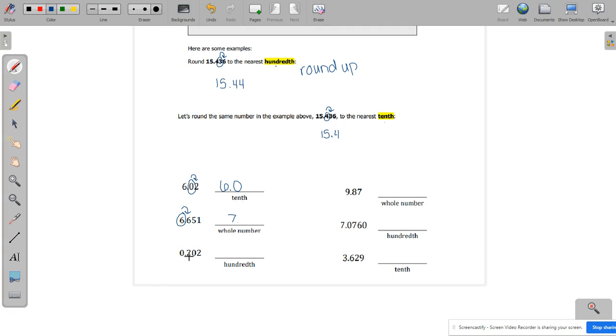Hundredth is our 0 right here. Look behind it. 2 tells us we're going to round down, so we get 0.20. And then leave off everything else. We're rounding 9.87 to the nearest whole number. Look at 9. Look behind it. 8 tells us we have to round up, so the 9 becomes a 10.